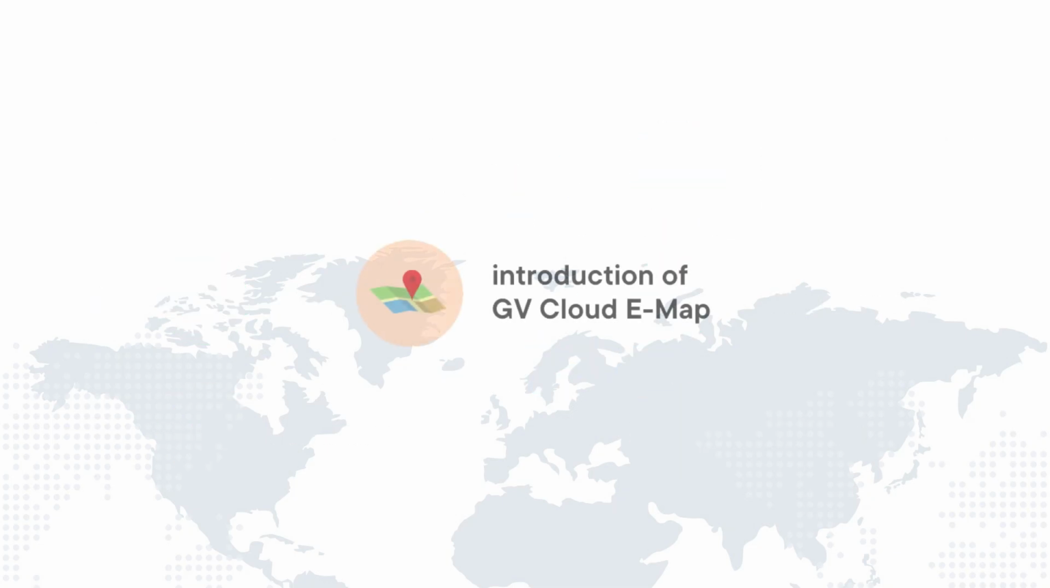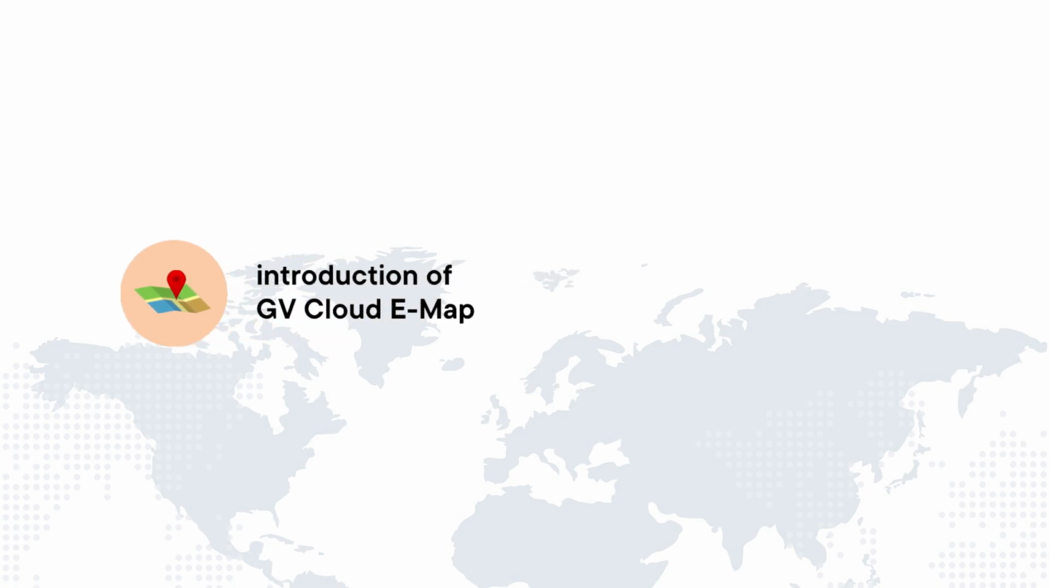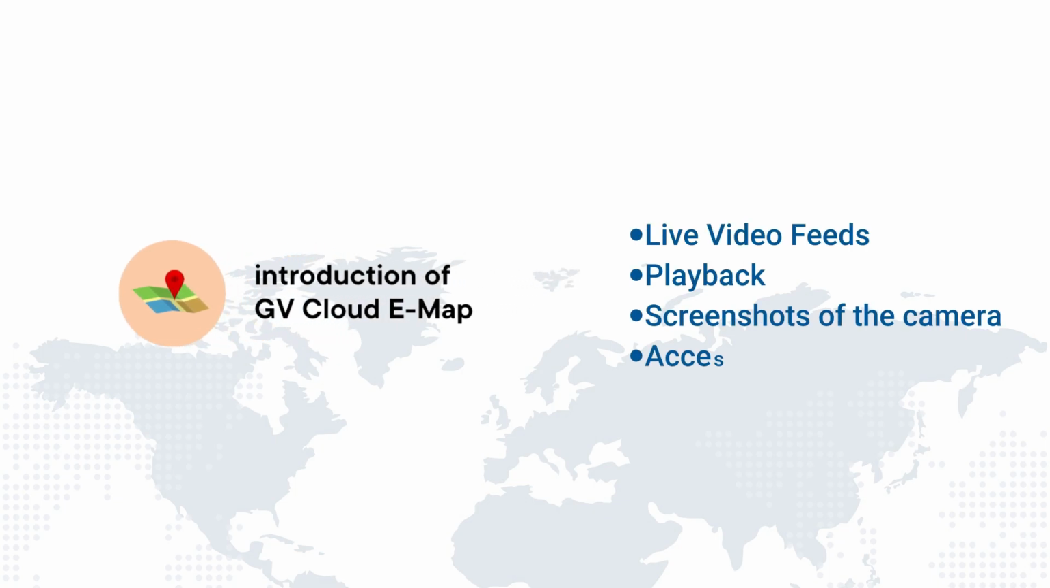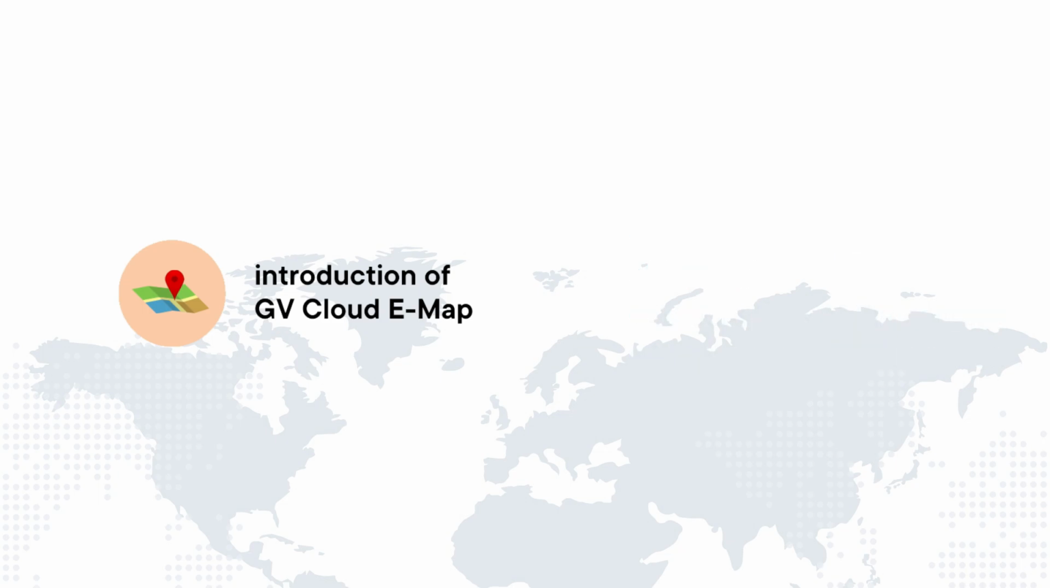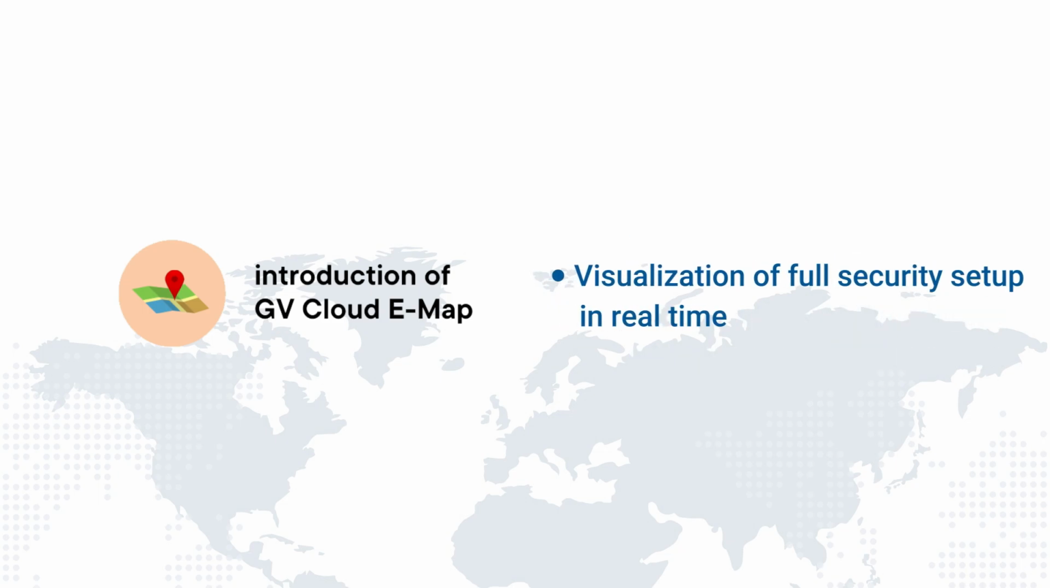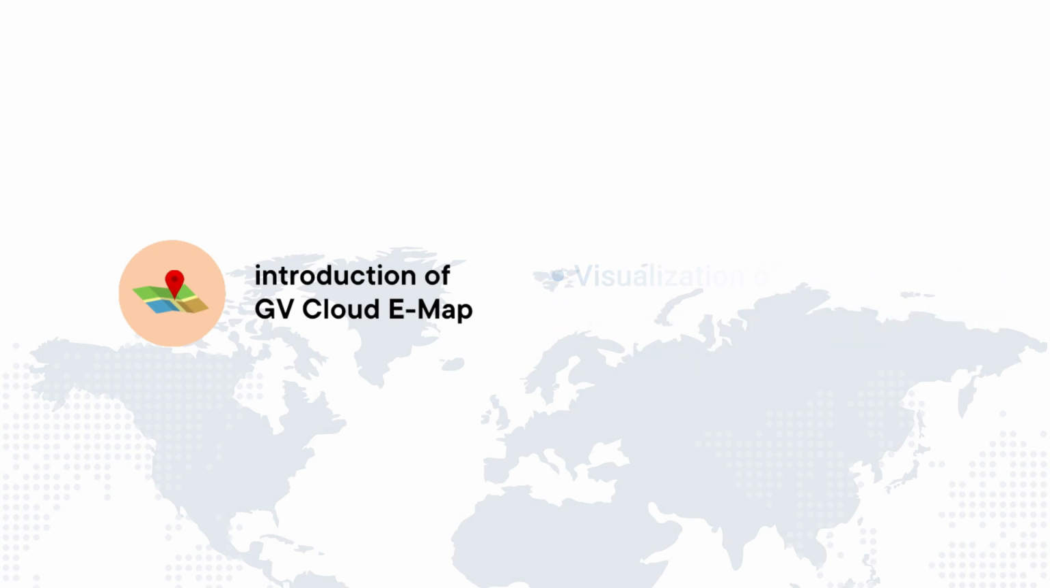GV Cloud EMap is a cloud-based digital mapping and surveillance tool designed to simplify and enhance security management. It integrates interactive maps with live video feeds, playback, and screenshots of the camera and access control information, allowing users to visualize their entire security setup in real time. You can monitor either a single building or a sprawling multi-site area. Upon detection of an event, a flashing camera and door icon will highlight the location on the corresponding map.